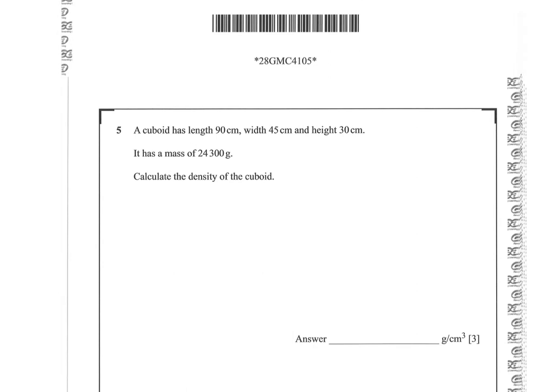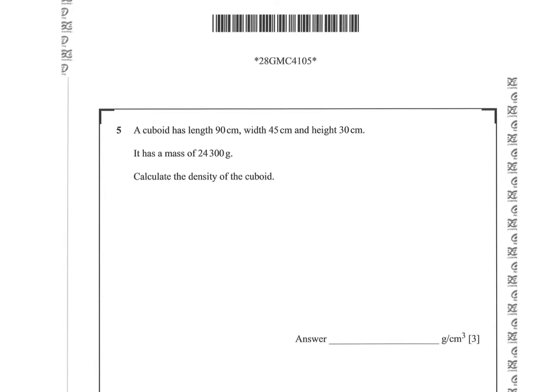Next question says, a cuboid has a length of 90 centimeters, width of 45, and a height of 30. Its mass is 24300, and this is grams. And just look at the units before you start these questions. Our units are a wee bit unusual: centimeters cubed, grams per centimeter cubed. So the mass needs to be in grams, which we've got, and all the lengths need to be in centimeters, which we've got. More often than not, they do it in kilograms per meter cubed, in which case you would need to convert your centimeters into meters and your grams into kilograms, but they've made it very nice for us here. So we just have to work with these numbers, but expect big numbers at the start.